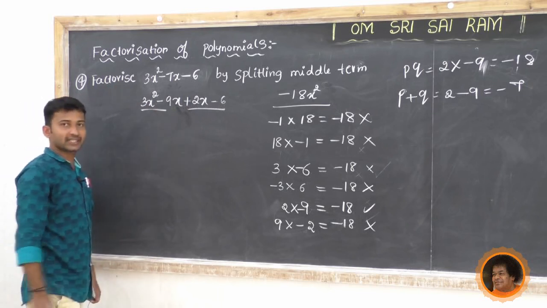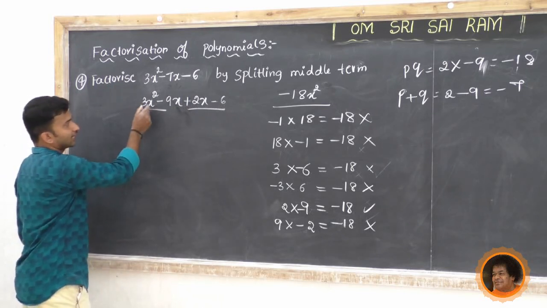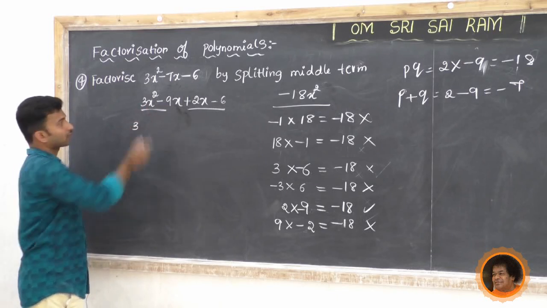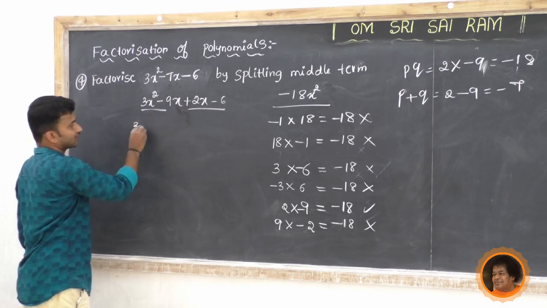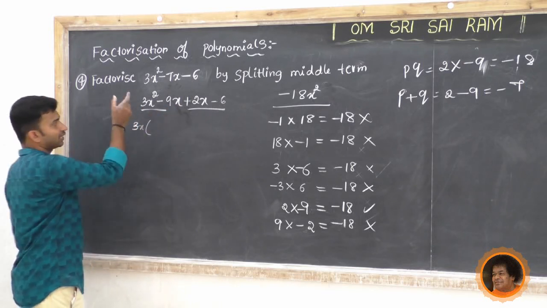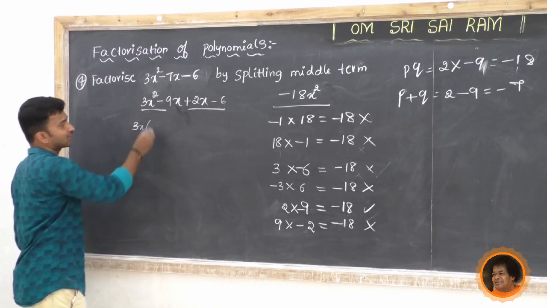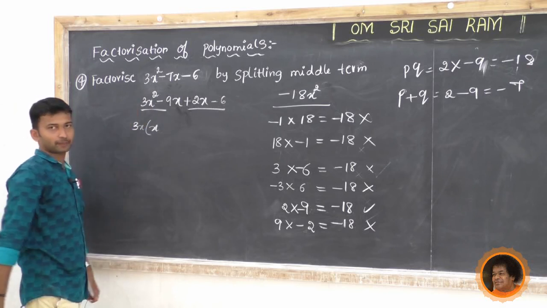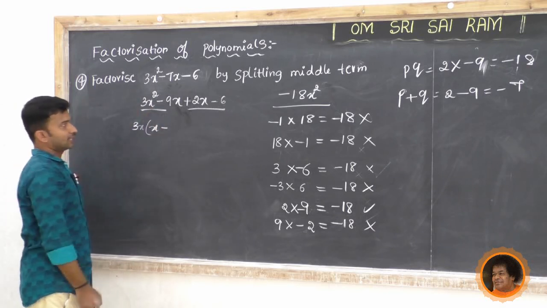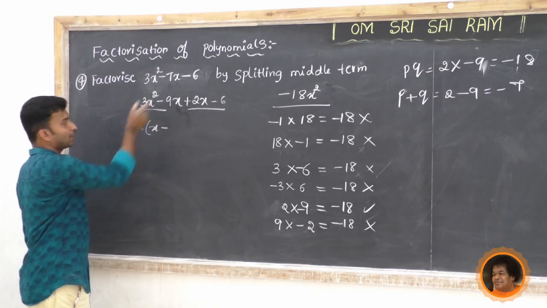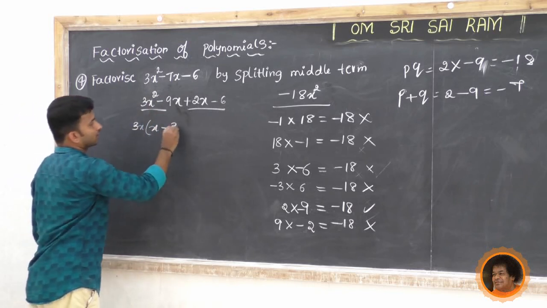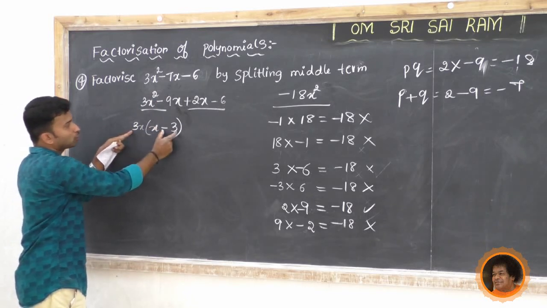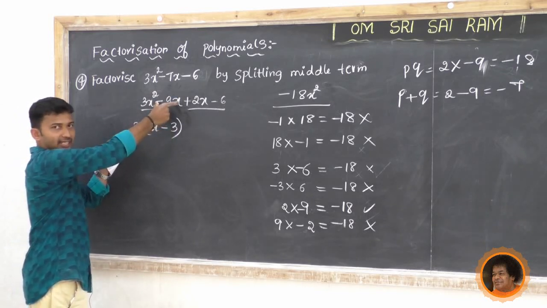Take out the common term in this set, that is 3 and 9. 3 is common. Here in x square, x is common. We divide 3x square by 3x, we get x, or 3x into x is 3x square. Minus, we divide 9x by 3x, 3. Or 3x into minus 3 is equal to minus 9x.